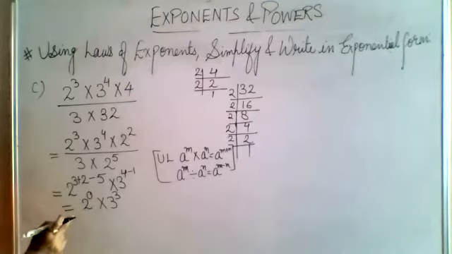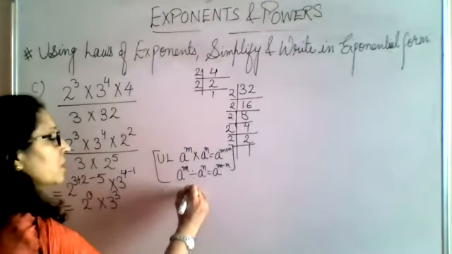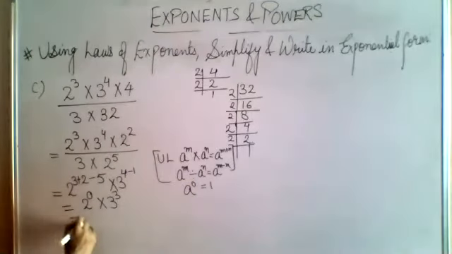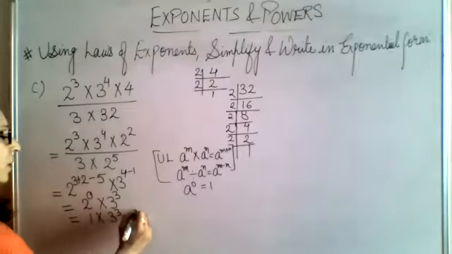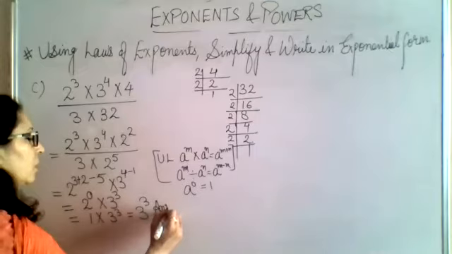And I told you, if the power is 0, the answer will be 1. So you can write 1 into 3 raised to power 3, and the final answer will be 3 raised to power 3.